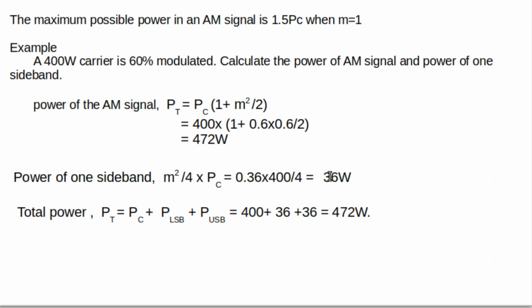We know that. Then what about the total power? We have to add all these: power of the carrier plus power of the two sidebands. If we do that, we will get 400 plus 36 plus 36, 472, the same value we got here for the total power of the AM signal.